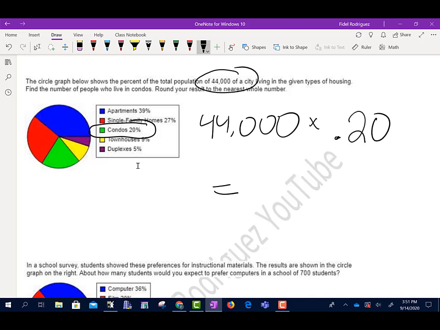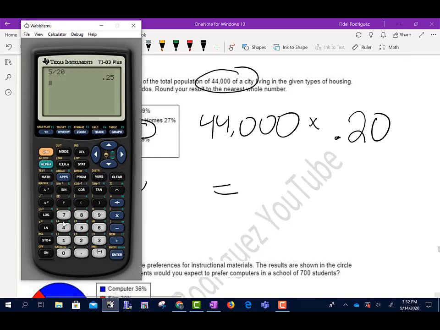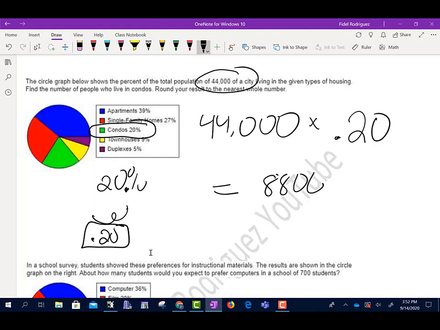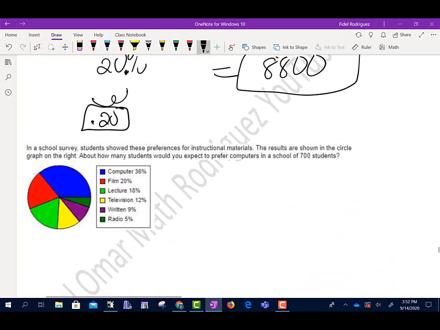So we're going to multiply this by 0.20, okay? Because as a percent, if it's 20%, remember to go to a decimal. If I don't see it, it's right there. I'm going to move it 2 spaces to the left, and now it would have 0.20. So let me grab my calculator again. 44,000 times 0.20. And it told me to round to the nearest whole number. Okay, we're already at the nearest whole number, 8,800, right? 8,800. So 8,800 folks live in condos. Okay.